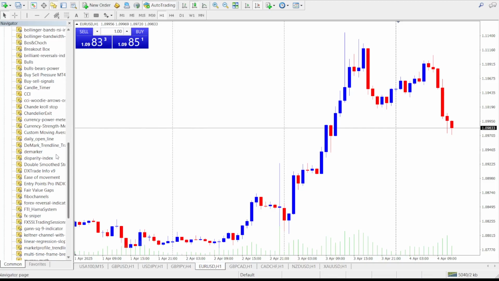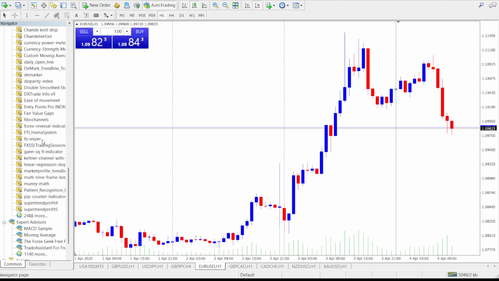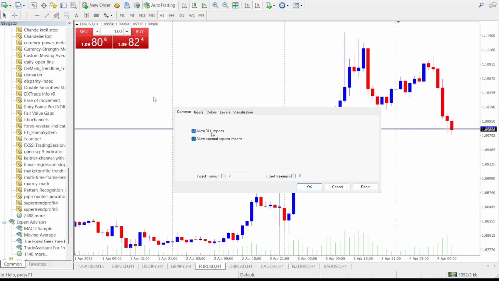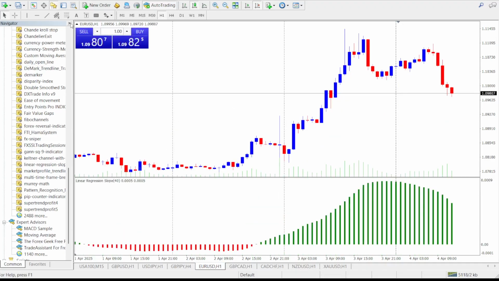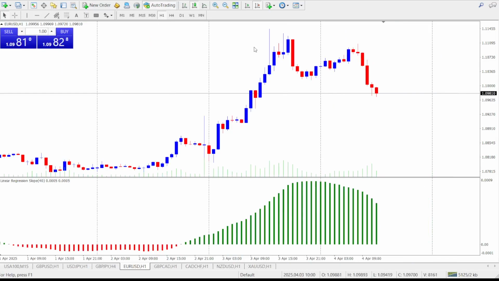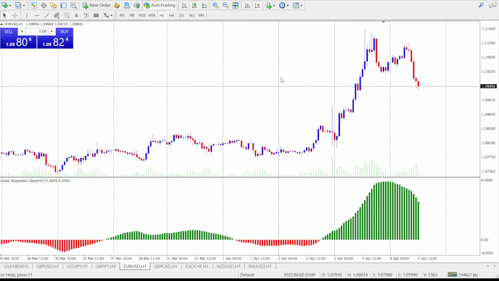The linear regression slope indicator is based on calculating the linear regression of price movements, which then allows it to plot the slope of the trend. Essentially, this indicator measures the momentum of the market and shows how strong or weak a trend is.